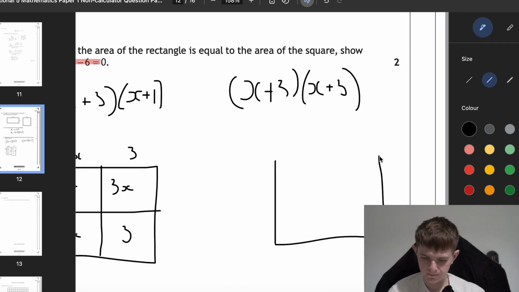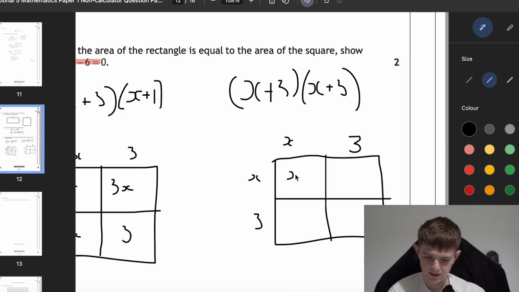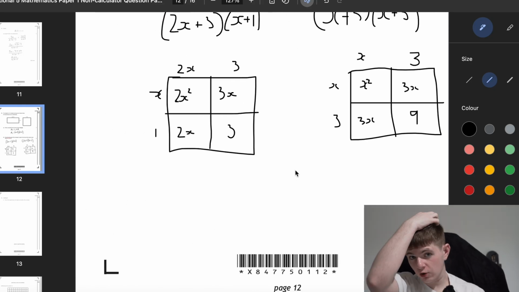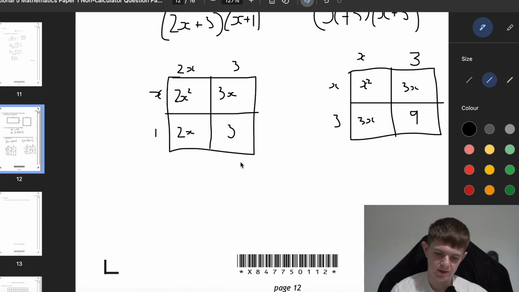Our other box is x add 3, x add 3. So we've got x, 3, x, and 3. So x times x gets you x squared. 3 times x is 3x. 3 times x is 3x as well. 3 times 3 is 9.